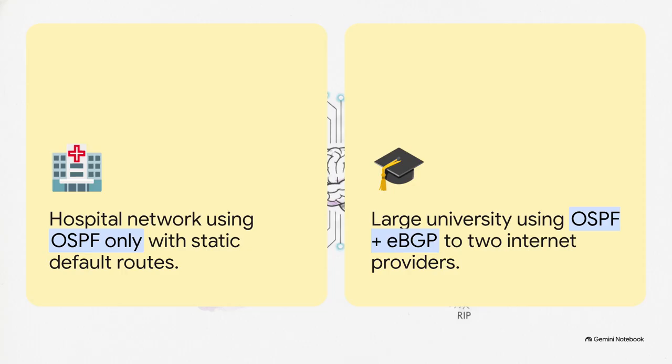Now, flip that to a massive university. They have a completely different reality. They'll still use OSPF internally, but because they have multiple internet service providers for redundancy, they absolutely must run external BGP, or eBGP, at their edge. That's the only way to intelligently control how traffic enters and exits their own unique autonomous system.